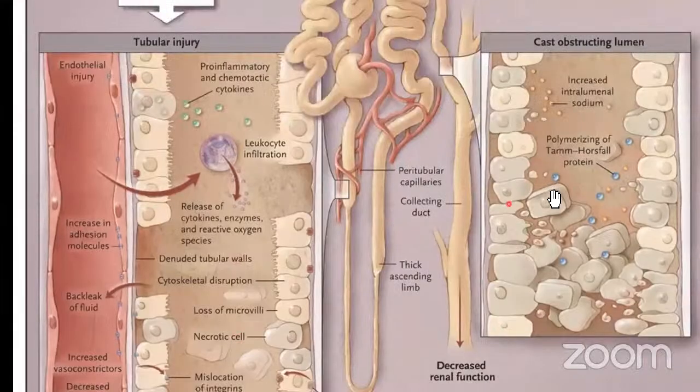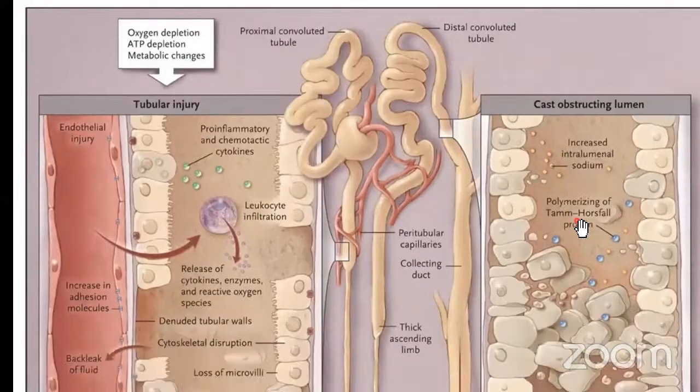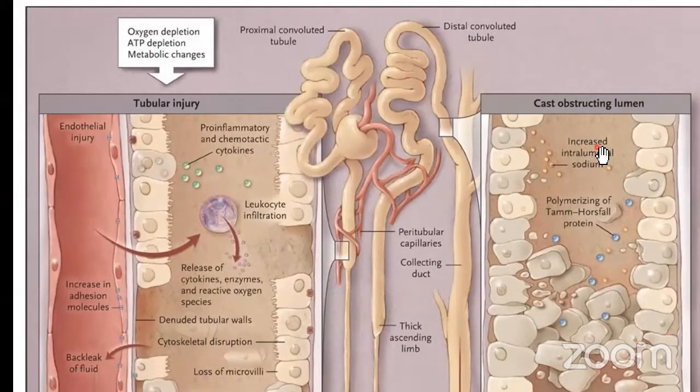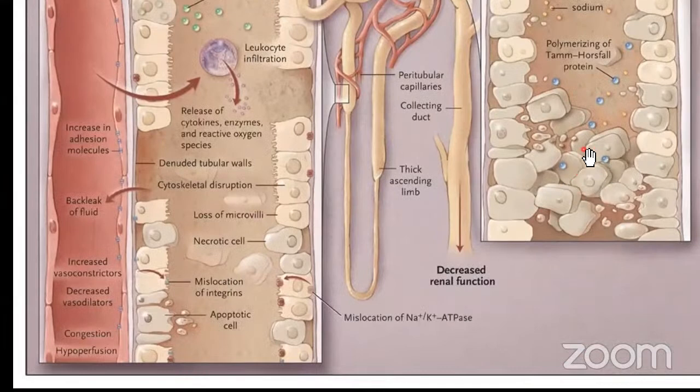And that's why you see here, if we look at this diagram, there's cast obstruction because you have increased intraluminal sodium and you have polymerization of the Tamm-Horsfall protein, and therefore they just mix with the sodium and you end up with a sludge. And that's why if you do microscopy in acute tubular necrosis, you see casts, and this is how some of the casts are made.